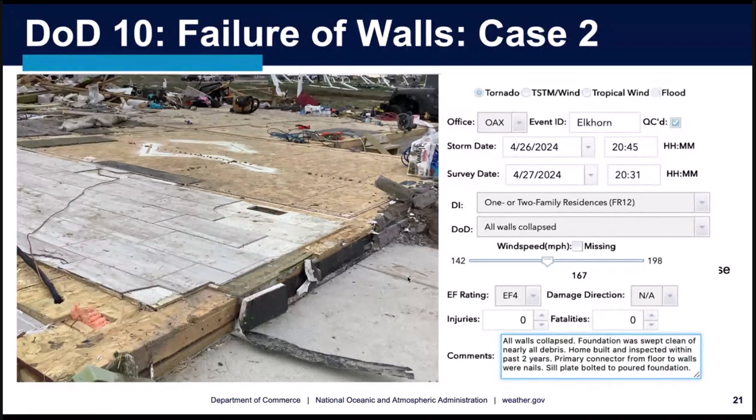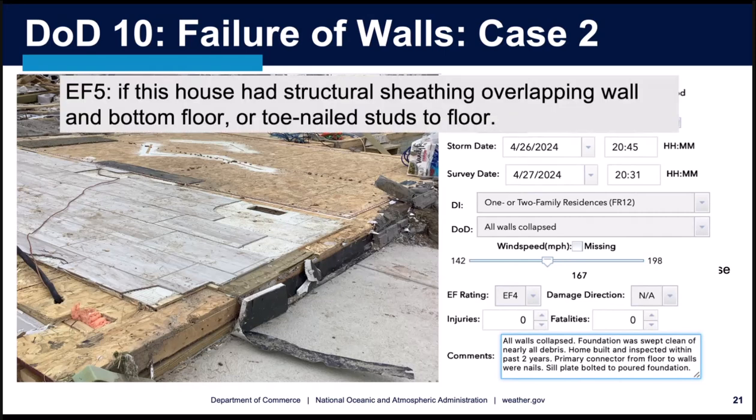So they decided, hey, we're going to go with 167 miles per hour. So lower end EF4. I could have easily gone higher than that because of the amount of debris and the distance it was swept. It was substantial. If I had EF5, I would have needed some overlapping wall sheathing onto the bottom floor, or at least toenail studs to the floor, or something a little bit more than just pure straight nailing. This is based on the modeling study as well, looking at both of these options right here.